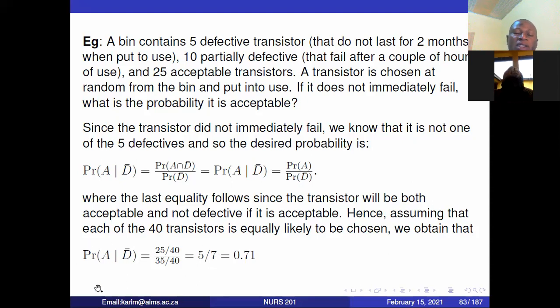So the probability that you randomly selected a transistor and it does not fail immediately, the probability that a transistor chosen at random is acceptable, is 71%. In other words, the probability of accepting a transistor, given that the transistor is not defective, is equal to 71%.